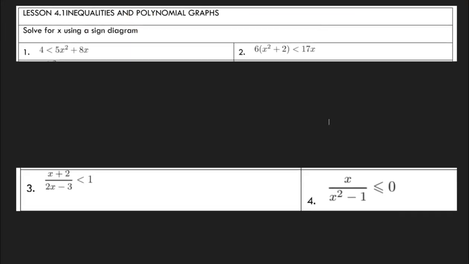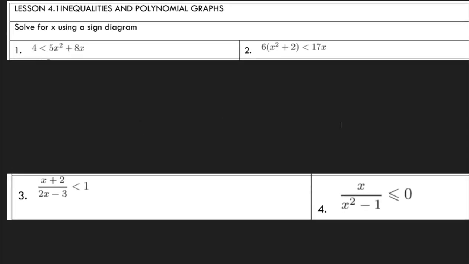And remember, when you solve for x, you're looking for a range of values. Okay, we're not just going to put the sign diagram on there and then say, hey, that's the right answer. So if you have, I'm going to move this 4 to the other side, and I could rewrite this as 5x squared plus 8x minus 4 is going to be greater than 0. Okay, let's go ahead and factor.